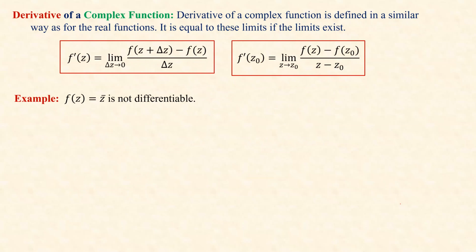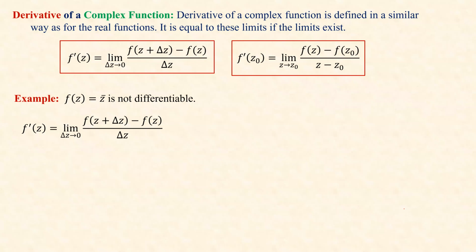For example, f of z equal to z bar is not differentiable anywhere. It is really hard to make a function in real analysis that is not differentiable anywhere but is not discontinuous. Here, this z bar is continuous, but it's not differentiable anywhere. We are going to show that to see how this differentiability works.